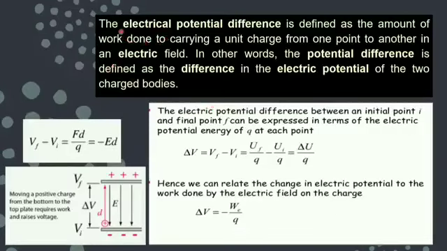This is simply to define electric potential. If you want to write the definition, it is defined as the work done in carrying a unit charge from one point to another in the electric field. So it is the difference in the electric potential of the two charged bodies. If you are bringing it from the initial point to the final point, you may write it as Vf minus Vi, which is equal to work done upon charge between the first position and the second position. This work done is nothing but the potential energy. So you can write it in terms of the potential energy.